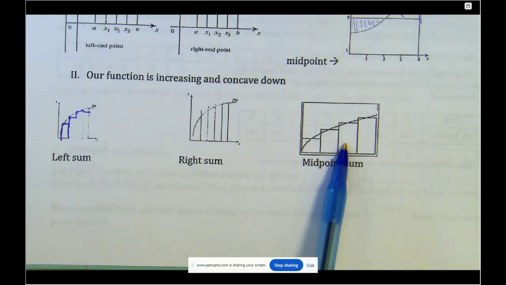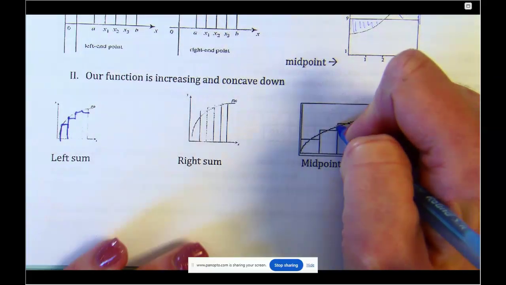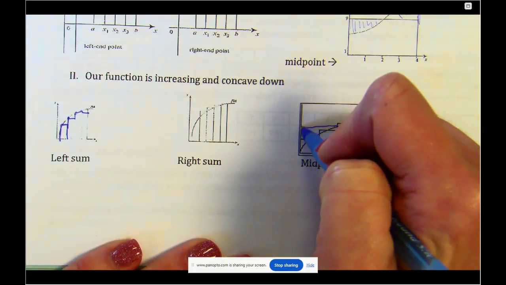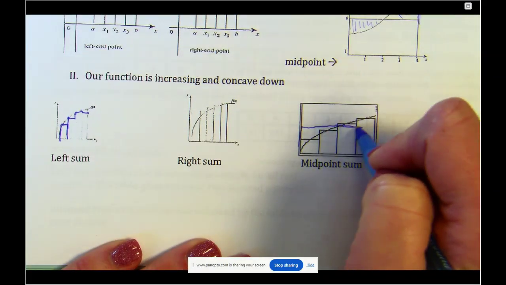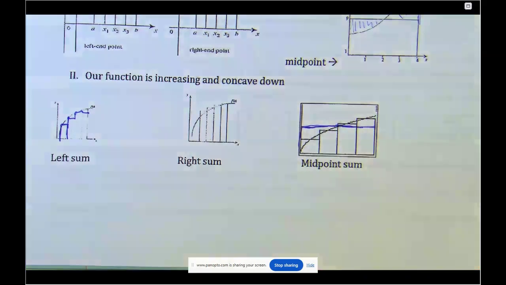Here's a midpoint on something that's increasing and concave down. It's kind of hard to tell. I think it's not the same for each of the bars. I think they're the same. But what I was saying is if you were to just ignore the bars and make one big one, it's a little bit easier to tell. Okay? Over or under?